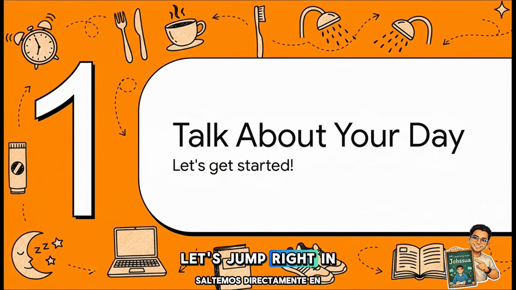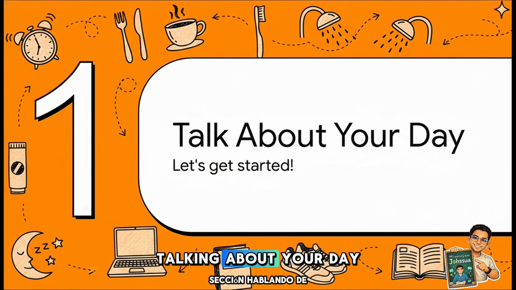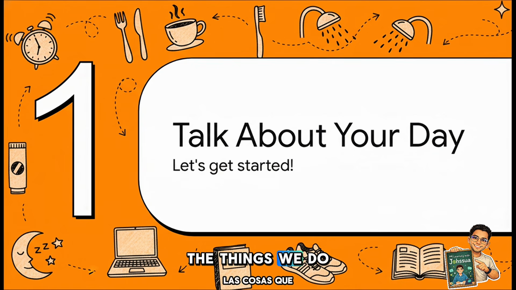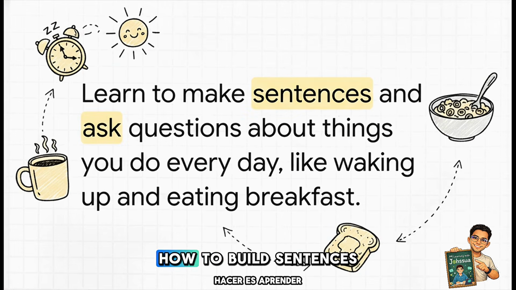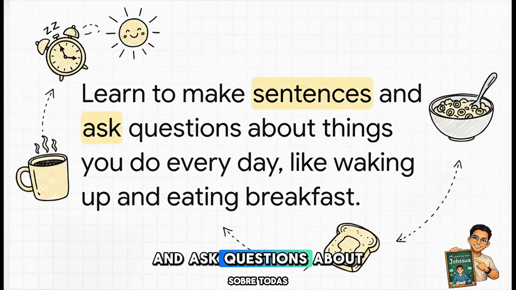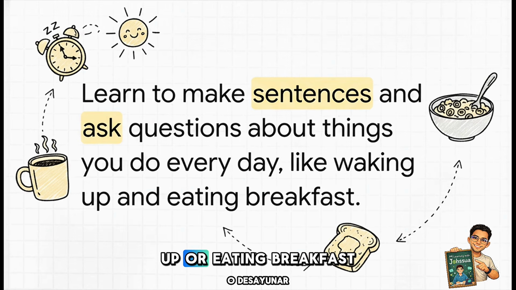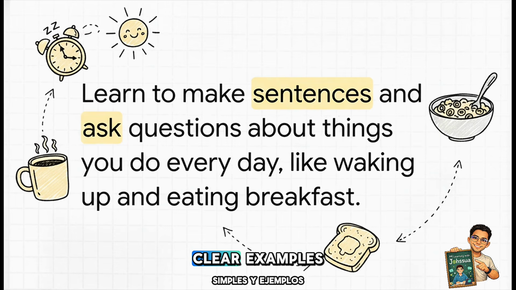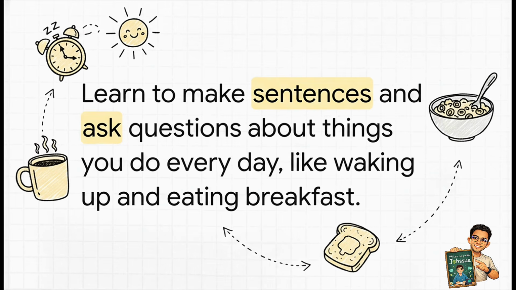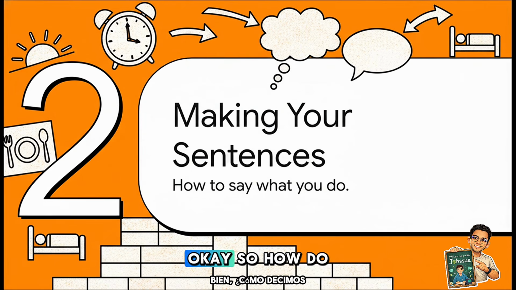All right, let's jump right in with our first section, talking about your day. This is super important because it's the base for everything else we're going to learn today. How to talk about the things we do every single day. So what we're going to do is learn how to build sentences and ask questions about all the little things you do every day. You know, like waking up or eating breakfast. And don't worry, we're going to use really simple words and super clear examples so you can practice at home, maybe with your family. Okay, so how do we actually say what we do every day?